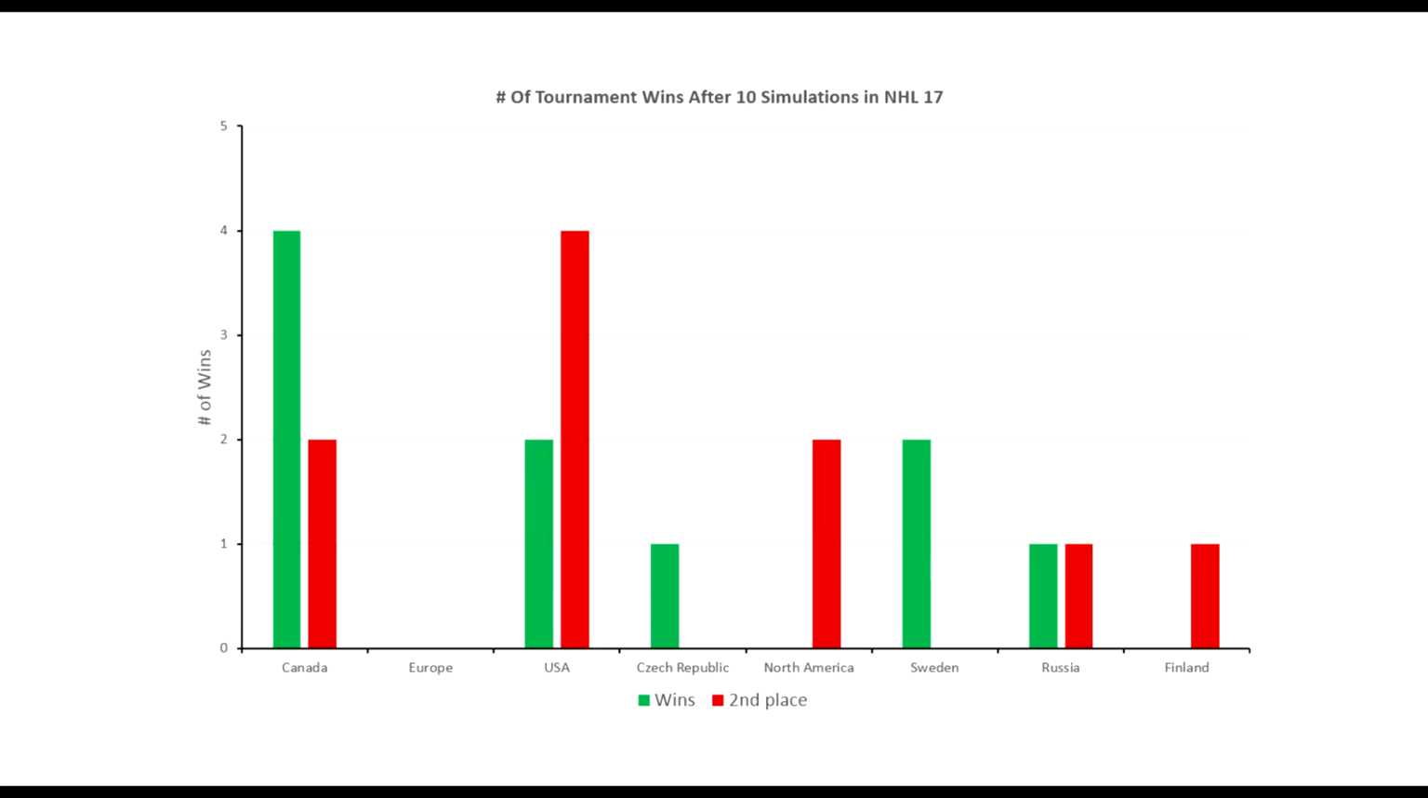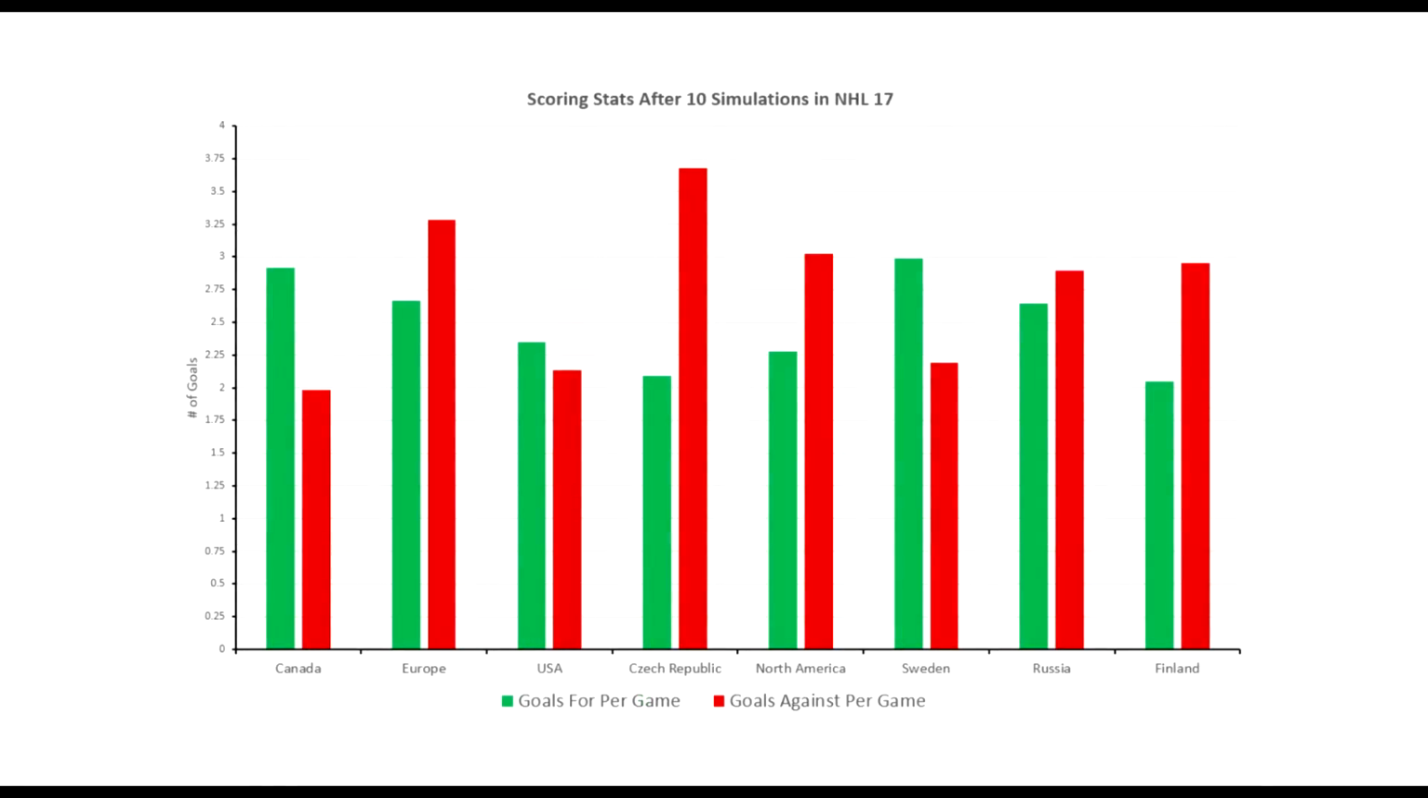USA, they came second 4 times, which is really rough. The Czech Republic and Russia each snagged 1 win out of 10 tournaments. Europe was a no-show. They didn't win. They didn't come first or come second at all. So that's our first graph. And again, if you want to take a closer look at these graphs, maybe watch in full screen in 1080p.